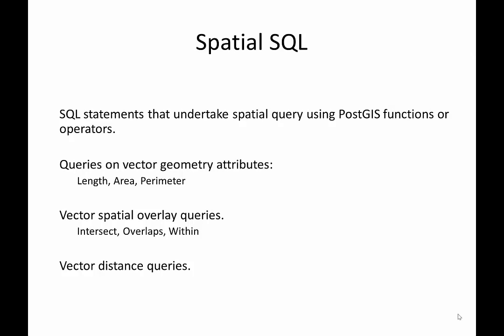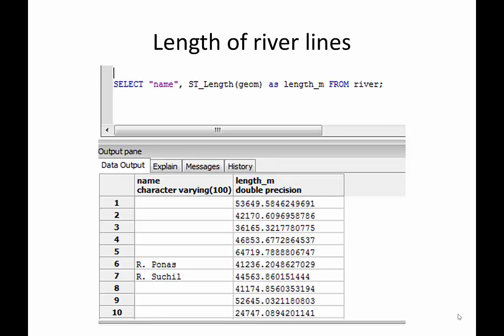Okay, Spatial SQL. So we've got our data in finally. Let's do some querying on it. So what is Spatial SQL? It's simply SQL statements that undertake some kind of spatial query using the PostGIS functions or operators. We'll meet those in a minute. So we can do things like query vector attributes: length, area, perimeter. We can do overlay, intersect, overlaps, within operations, and vector distance queries. So your standard collection of vector spatial analysis functions.